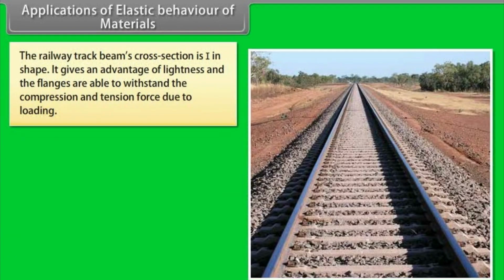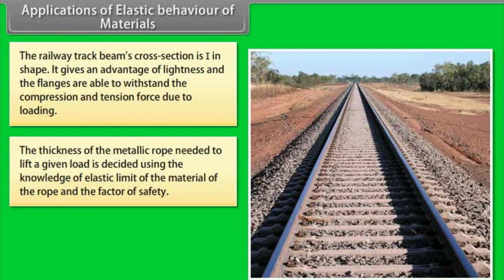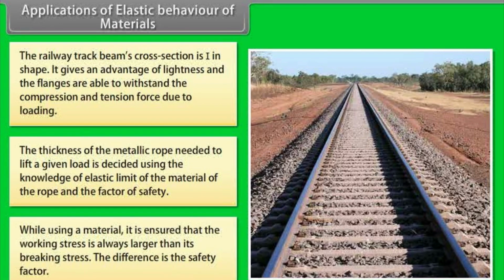The railway track beam's cross-section is I in shape. It gives an advantage of lightness and the flanges are able to withstand the compression and tension force due to loading. The thickness of the metallic rope needed to lift a given load is decided using the knowledge of the elastic limit of the material of the rope and the factor of safety. While using a material, it is ensured that the working stress is always smaller than its breaking stress. The difference is the safety factor.